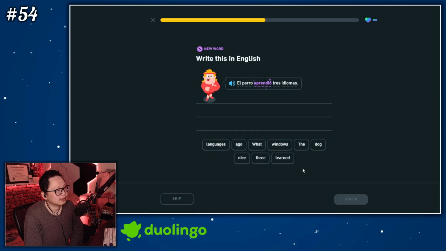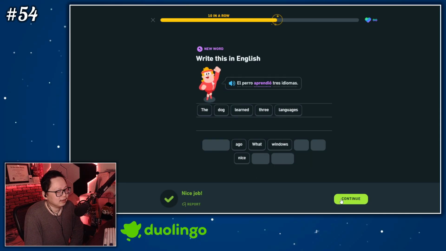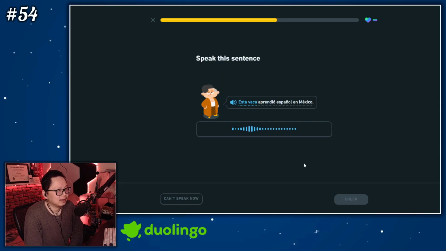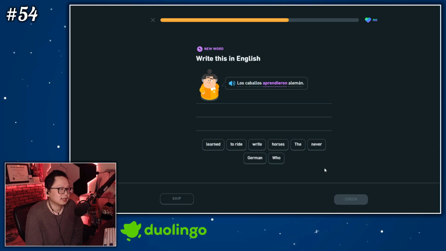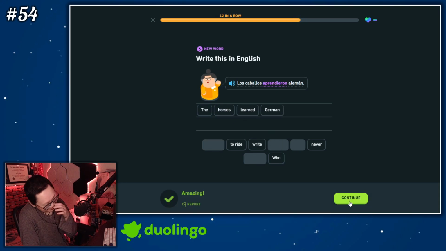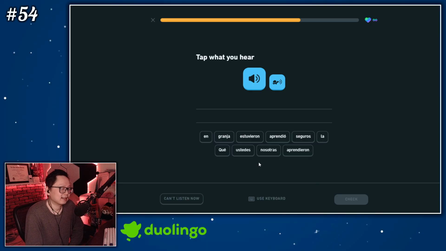El perro aprendió 3 idiomas. Aren't you more curious how the dog learned 3 languages? Esta vaca aprendió español en México. And now the cow is just learning Spanish in Mexico. I don't know what this is about. I almost feel like this is very, very absurd now. Los caballos aprendieron alemán. The horses learned German.